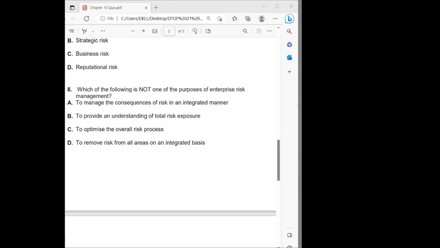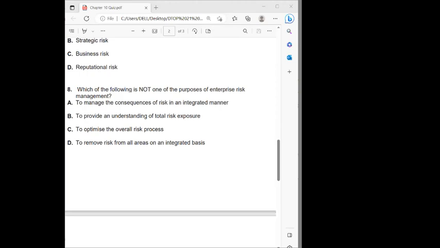But I got 6 responses this time. I wanted more responses, right? So this is the question. Which of the following is not one of the purposes of enterprise risk management? To manage the consequences of risk in an integrated manner, to provide an understanding of total risk exposure, to optimize the overall risk process, to remove risk from all areas on an integrated basis.